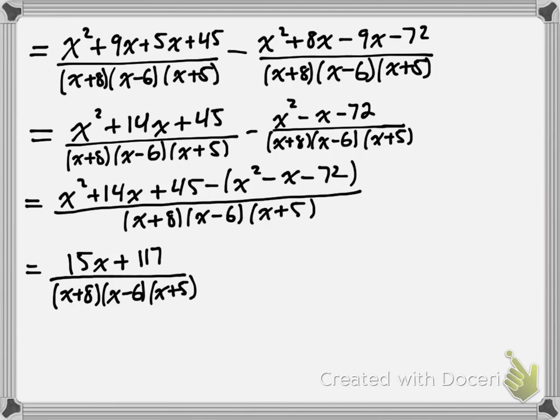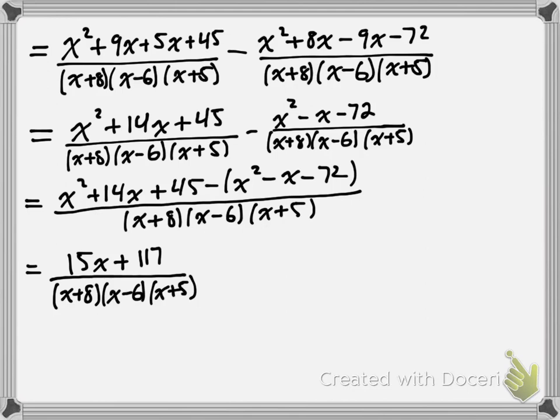Okay, so at this point, now that we've combined any like terms up top, what we would really have to do is make sure that we've fully simplified, that there are no common factors between the top and the bottom. Well, 15x plus 117 isn't actually factorable. It's not common factorable or anything, so it is its own factor, and clearly it's not a common factor with x plus 8 or x minus 6 or x plus 5, which means that there's going to be no more canceling, and this is fully simplified.